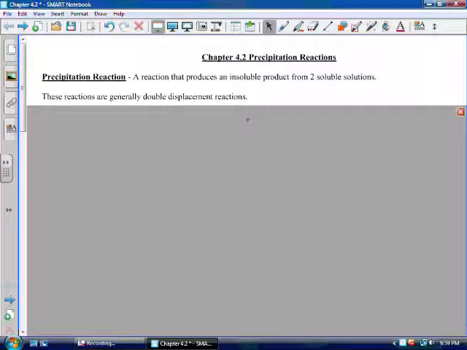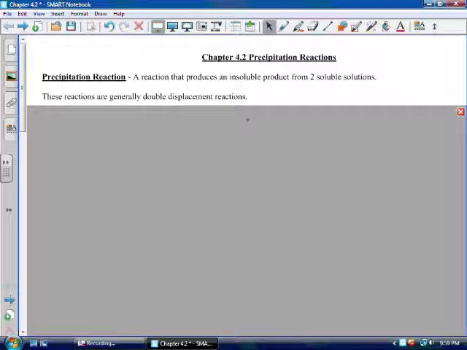We said that double displacement reactions are reactions that take place between two compounds and form two different compounds. And we said that they switch partners. The cations will switch places. And we sort of made some assumptions that those reactions would just occur.